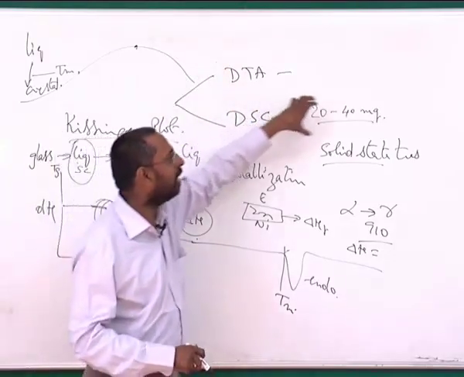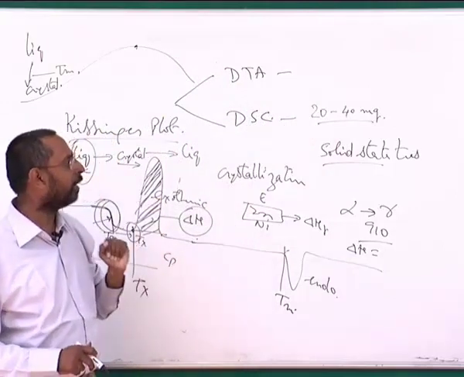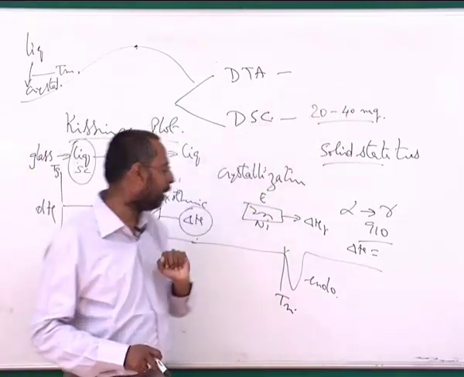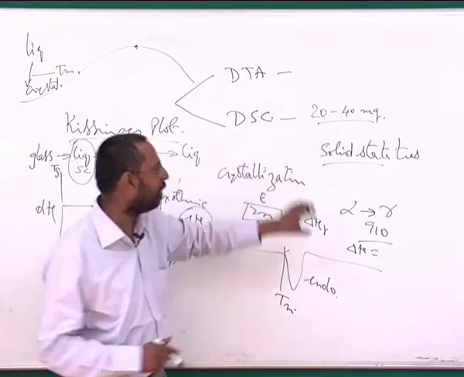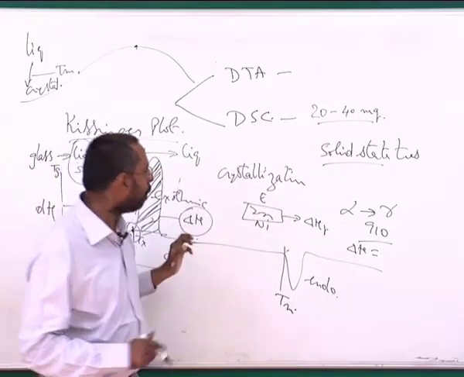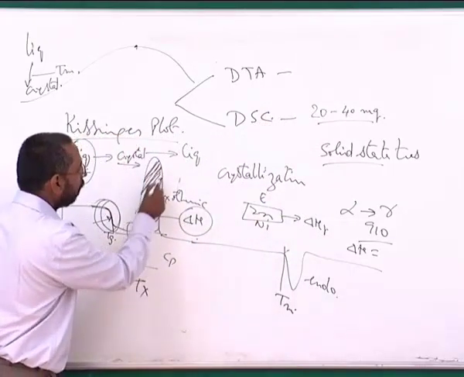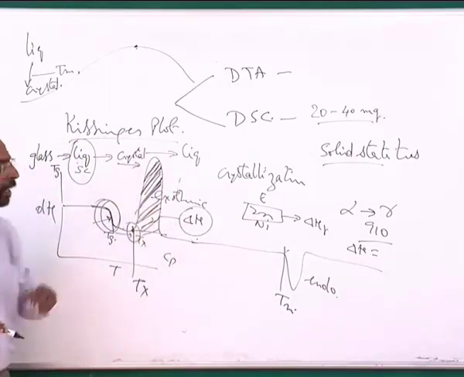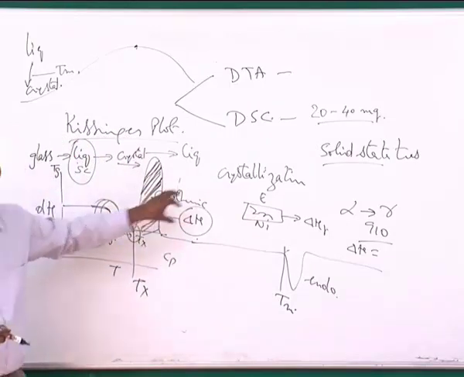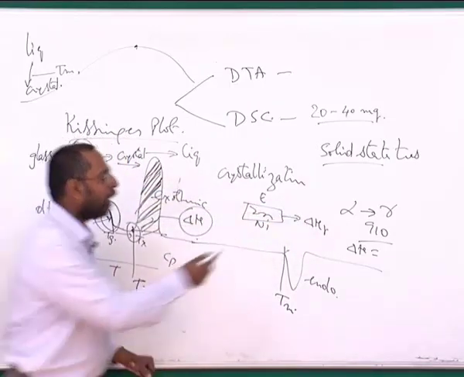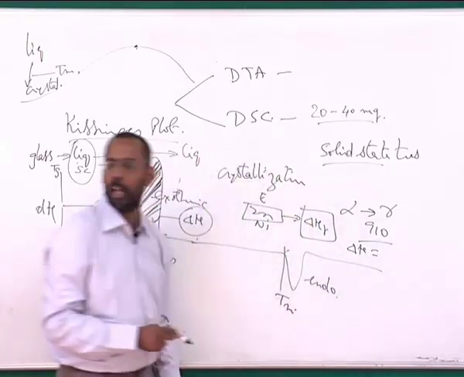So DSC has that advantage of measuring the enthalpies, but you still use small quantities. You use a fixed weight of the standard sample and find out the area under the peak at a particular heating rate, and that area under the peak you can correlate to the enthalpy of fusion, because you already know the enthalpy of fusion.